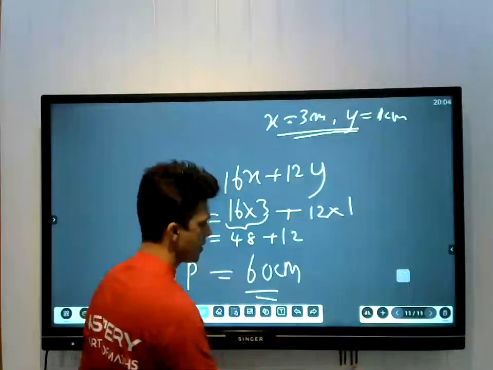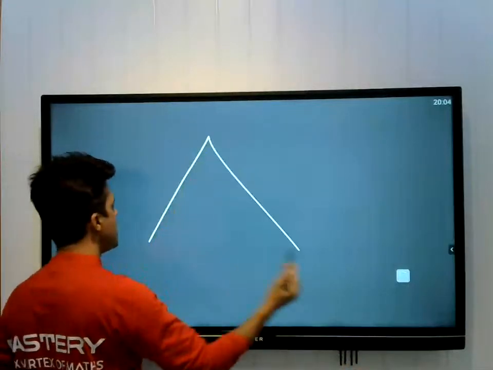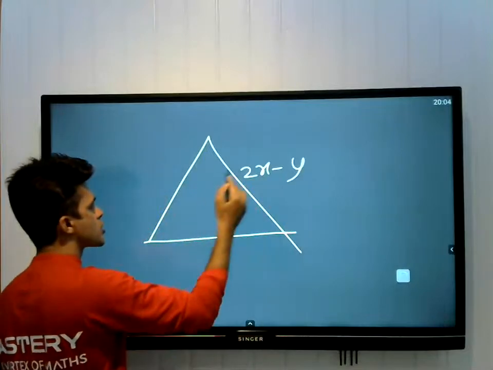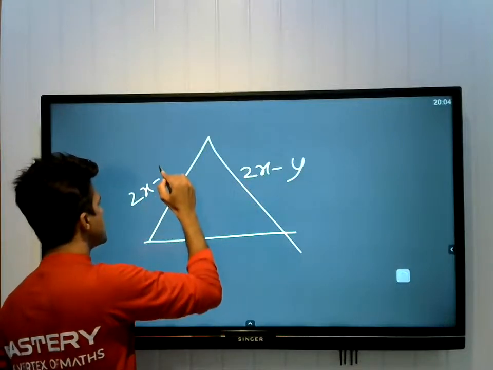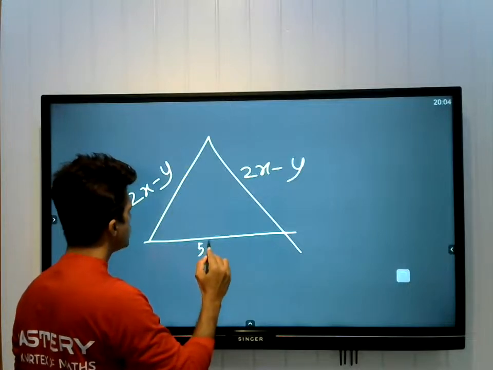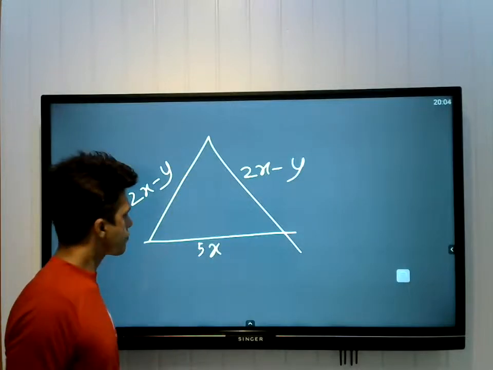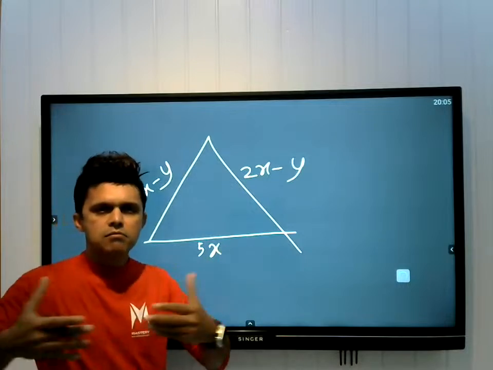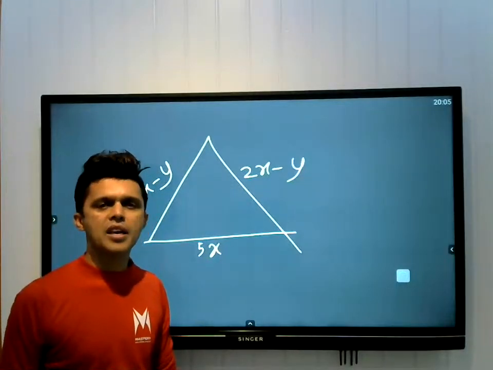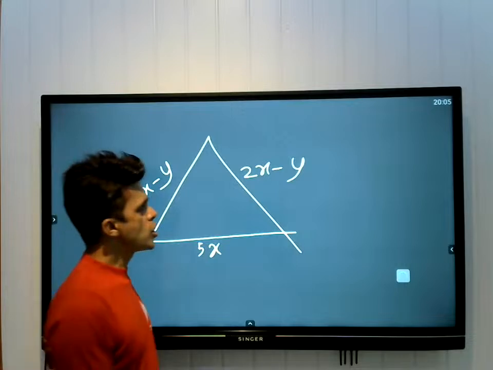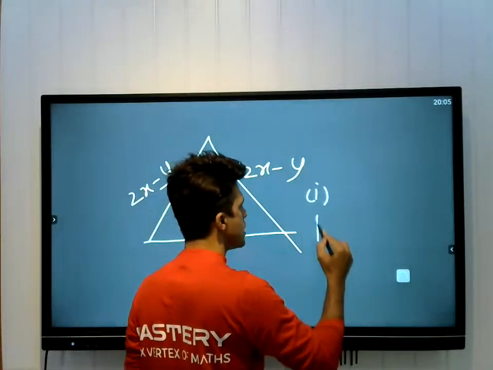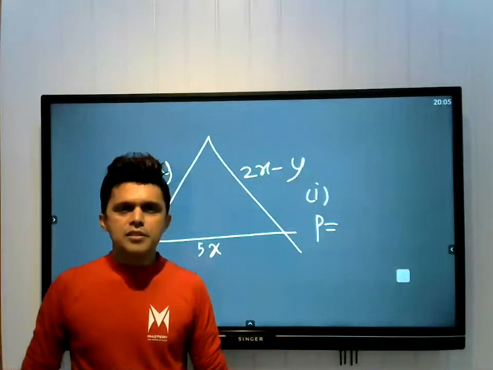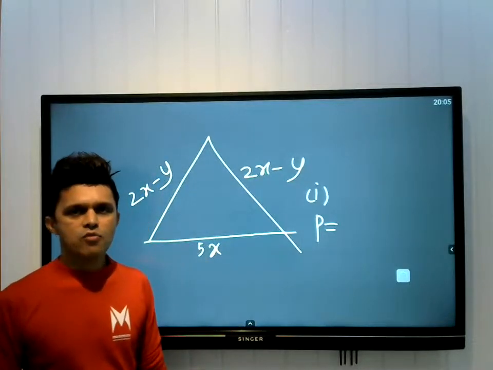Okay, the other question. This is the type with variables, right? You will see this type, with lengths 2x minus y, 2x minus y, and the other one 5x. What you have to do here is find the perimeter. These values are given in the test paper. The first question is to calculate the perimeter of this triangle in terms of x and y.